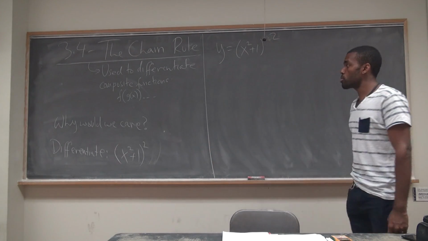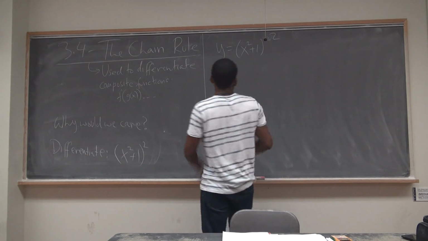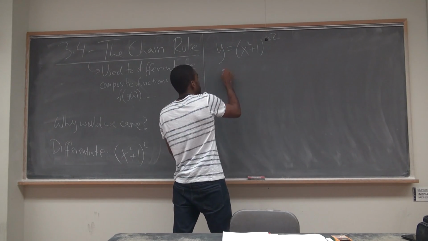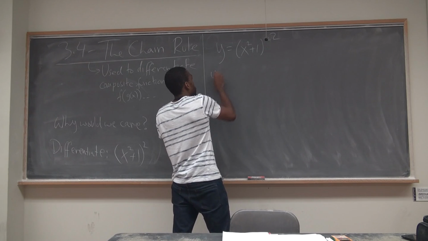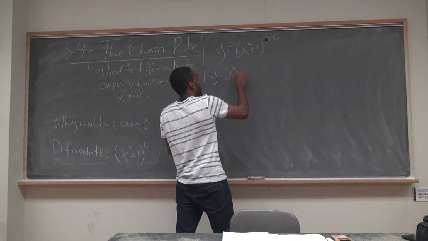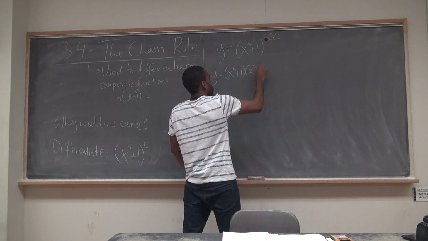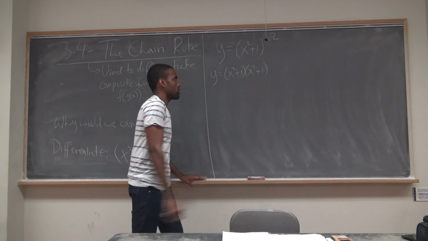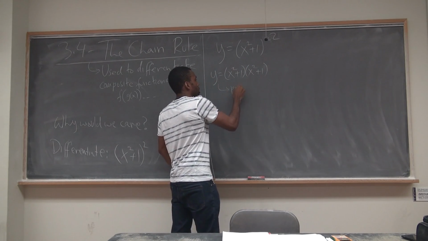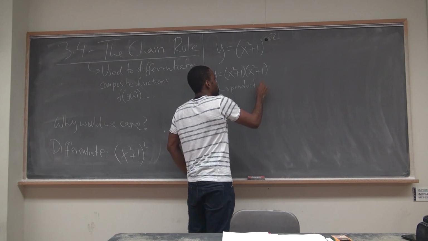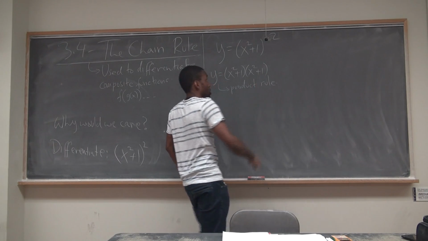Yeah, you could do the product rule. You could also, because it's just a square, say y is equal to x squared plus 1 times x squared plus 1, and then do the product rule. I was thinking a little bit more elementary, but that's one way you could do it.